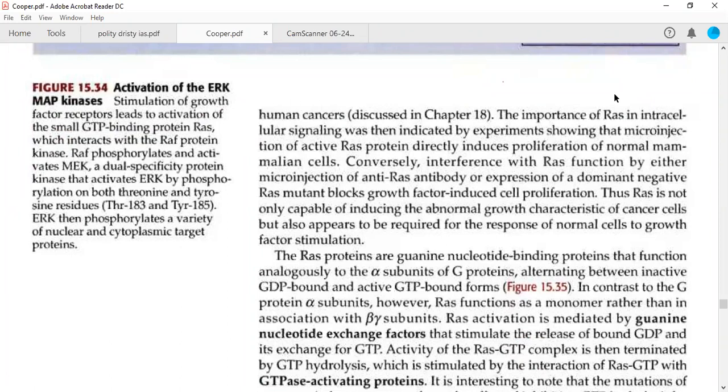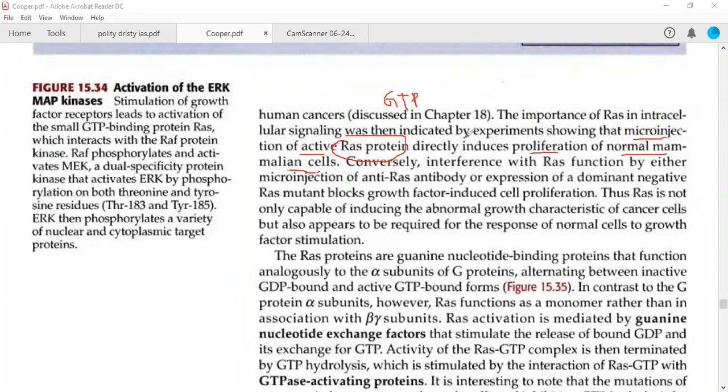The importance of RAS in intracellular signaling was then indicated by an experiment showing that microinjection of active RAS protein directly induces proliferation of normal mammalian cells. Now, two types of experiments were done. In one experiment, these RAS proteins were active, meaning they were bound with GTP. We know this GTP-bound form is active. If microinjection is given to a normal mammalian cell, it showed proliferation of cells.